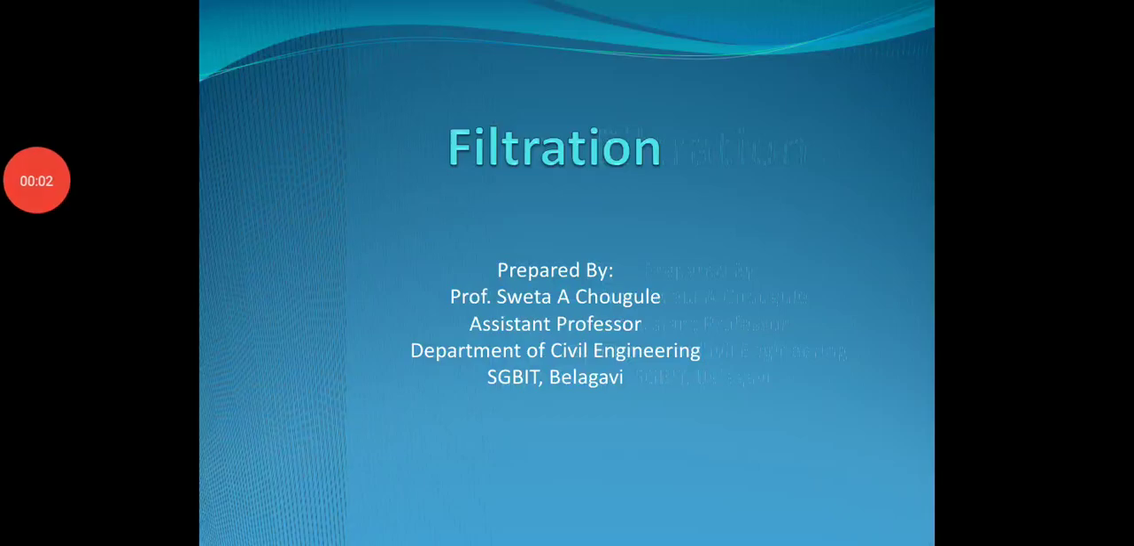Good morning, students. Today we are going to see the next part of the water treatment process, that is filtration. Though screening and sedimentation remove a large portion of suspended matter, they do not effectively remove fine floc, color, dissolved impurities, and microorganisms. So the removal of all these can be accomplished by filtration.